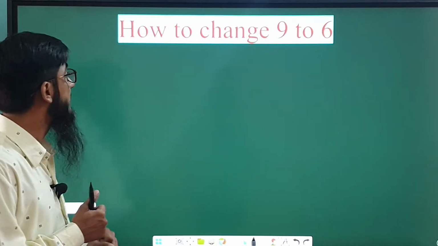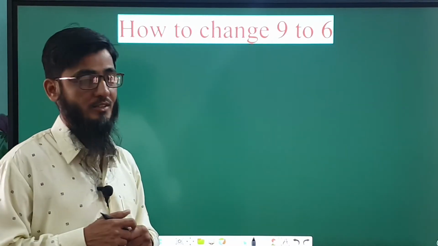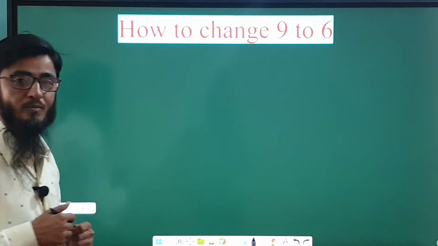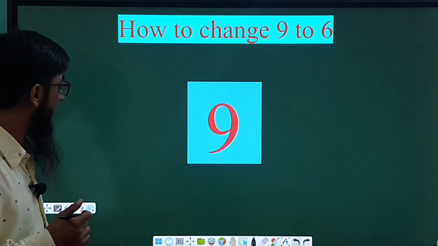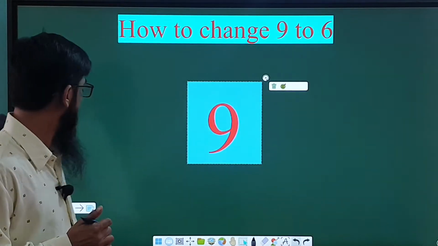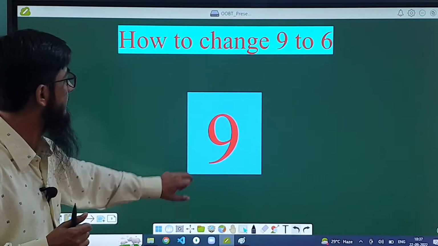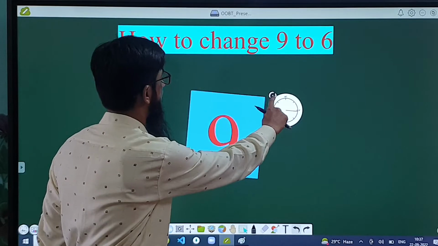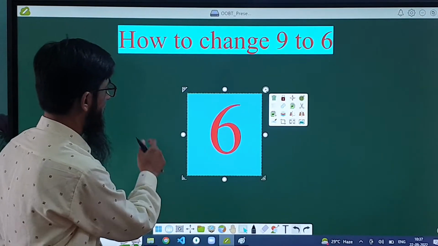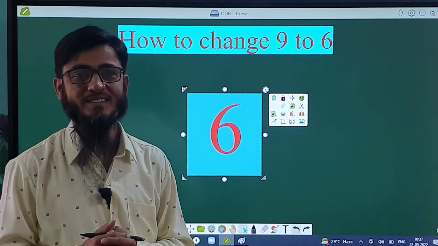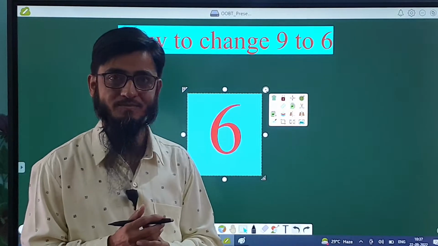How to change 9 to 6? And I am sure many of you have got the correct answer. And the answer is: rotate 9 and you get 6.